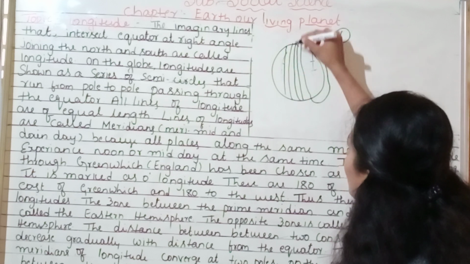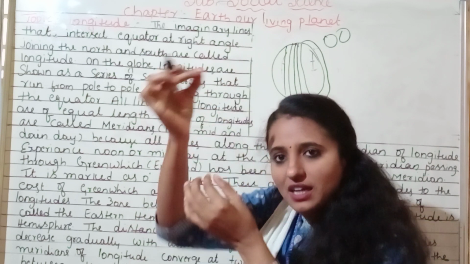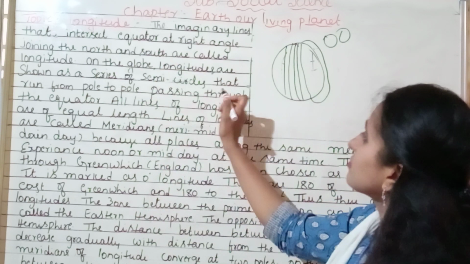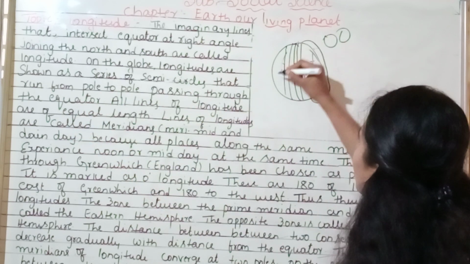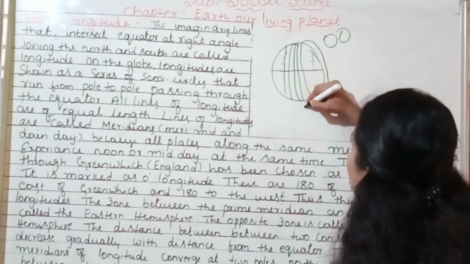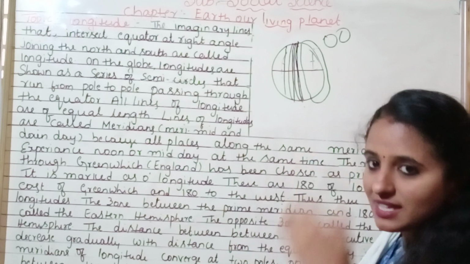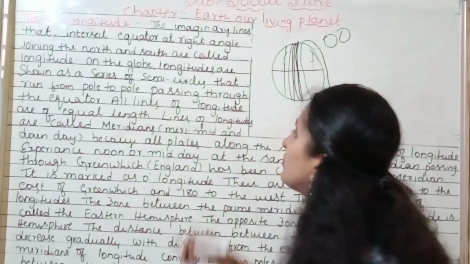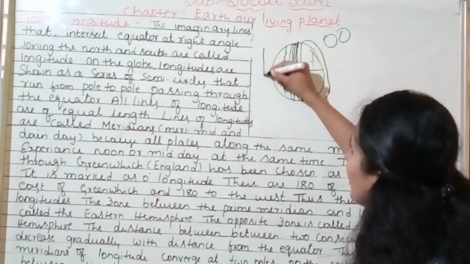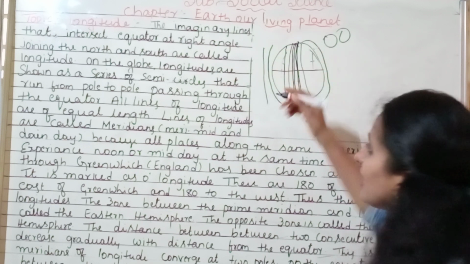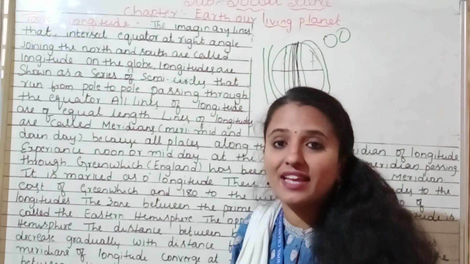It goes from the north pole to the other pole with just a line. It is not a full circle. It is a half circle, only a semicircle. It runs from pole to pole, passing through the equator. So it is passing through the equator. All lines of the longitudes are of equal length. From here to here, if you observe, every line is equal. Every longitude line is equal.